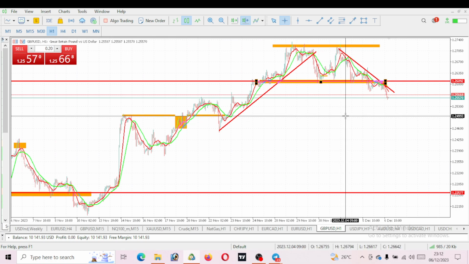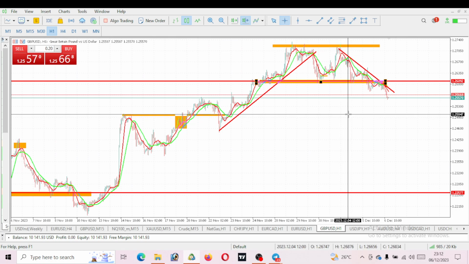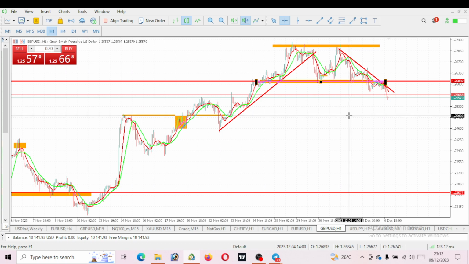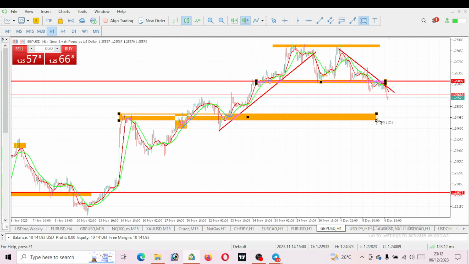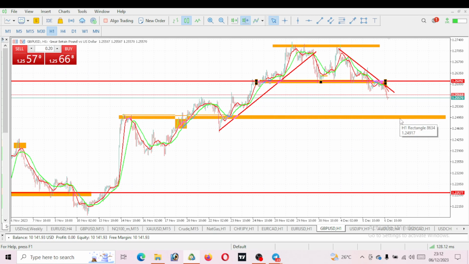I will be seeing it drop to a level of 1.25000, right? That is the level we are expecting it to drop to. A level of 1.25000. That is the level. This is the level GBPUSD actually dropped to before it gave us a reaction. Once it drops to this level, I'm going to give you guys an update.